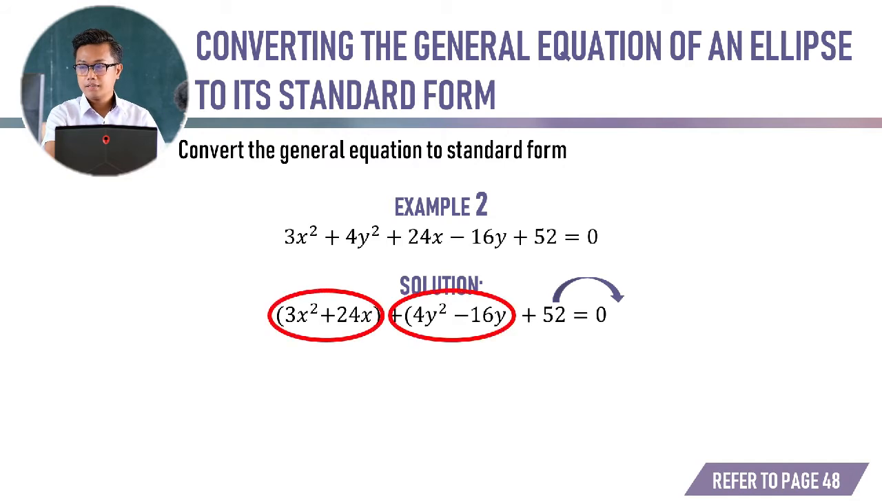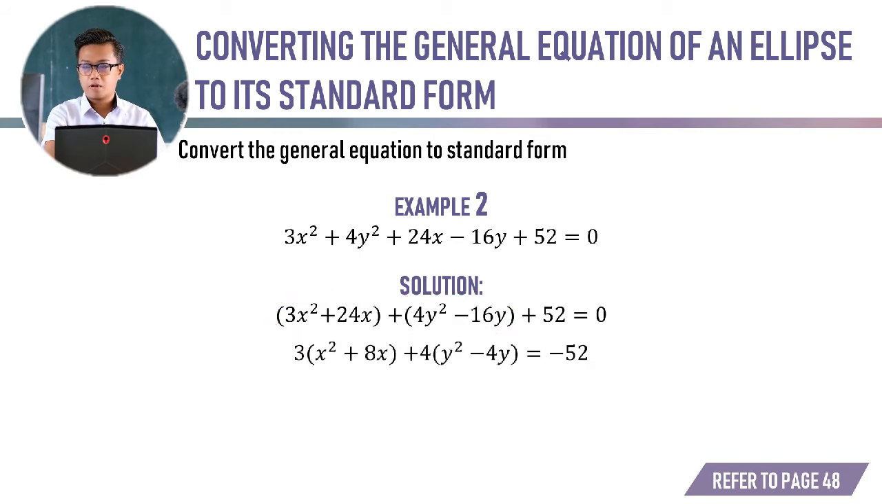After that, factor out the 3 and the 4 from x squared plus 24x and also your 4y squared and your negative 16y. So this becomes 3 multiplied by the quantity of x squared plus 8x plus 4 multiplied by the quantity of y squared minus 4y is equal to negative 52. Now, it became negative 52 because remember that when you transpose a number to either side of the equation, its sign changes. So, positive 52 before, it became negative 52.